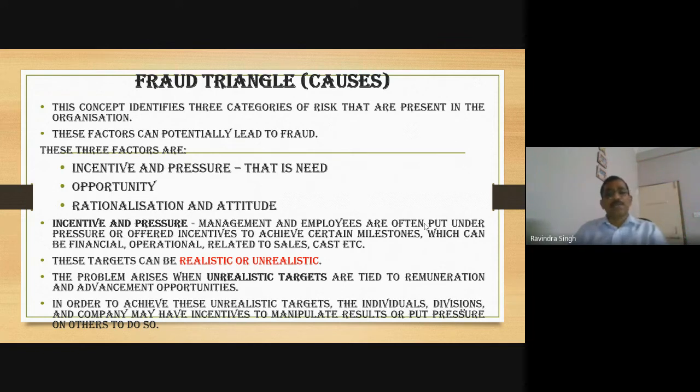These targets can be realistic or unrealistic. Once they are realistic, there is no issue of fraud. Once they are unrealistic, the above three factors will make you create the fraud. The problem arises when unrealistic targets are tied to remuneration and advancement of opportunity. In order to achieve these unrealistic targets, the individuals, divisions, and company may have an incentive to manipulate results or put pressure on others to do so. This is the reason why someone commits fraud, either company or individual.